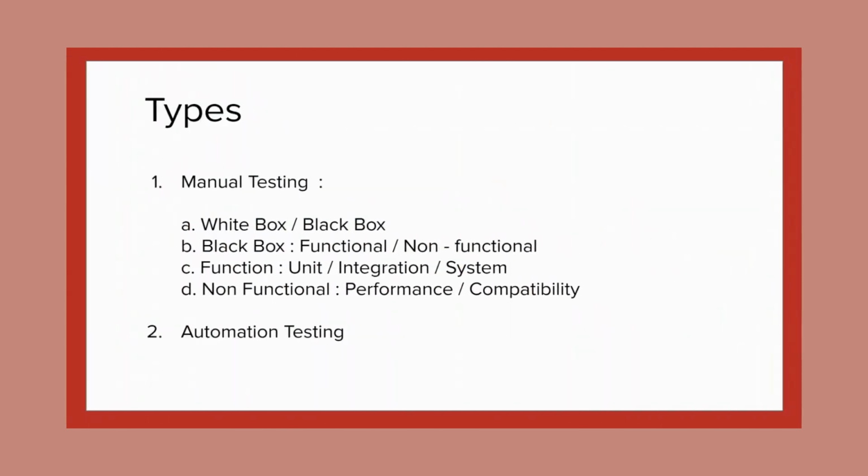So software testing consists of two types. One is manual, another is automation. Now manual is done by a quality assurance engineer, whereas automation is done using a software. Certain limitations are there under manual testing, but still it is proven to be effective. What are the different types under manual testing? I have mentioned it here. We'll look into it one by one.